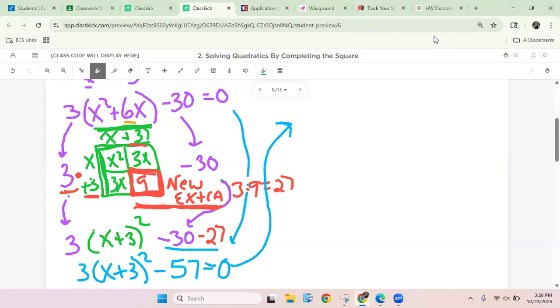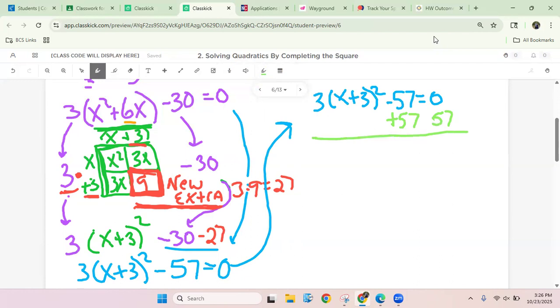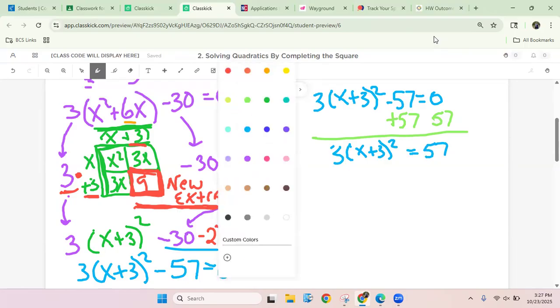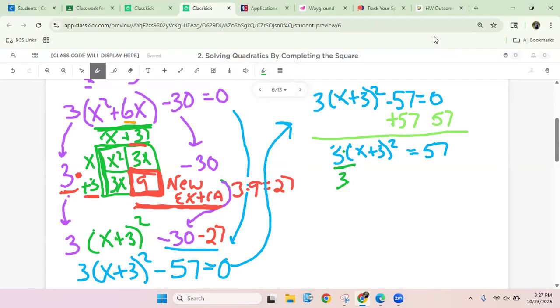Okay, so I'm going to come right up here and say, let's solve 3 parentheses x plus 3 squared minus 57 equals 0. If you remember, solving vertex form is easy. That's why we complete the square, to make life as easy as possible for us. I'm going to start solving. I'm going to add that 57 over. That's going to bring me to 3 times x plus 3 squared equals 57. I'm going to divide by 3 now. 3 is attached by multiplication, so we divide by 3.